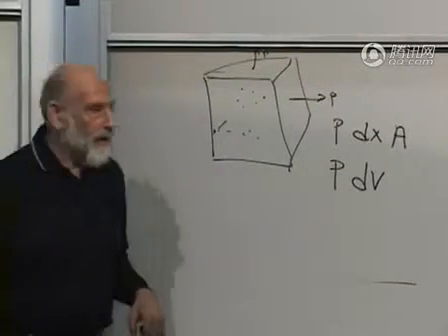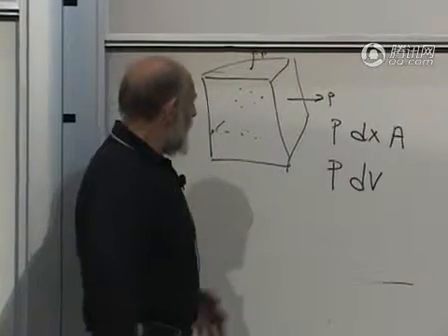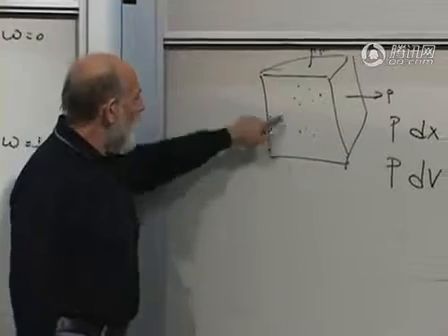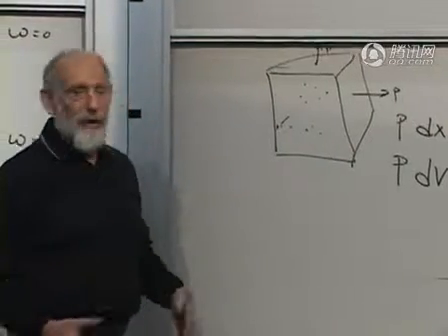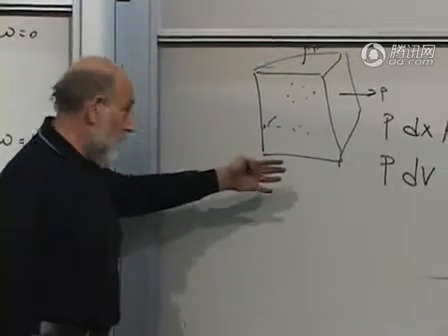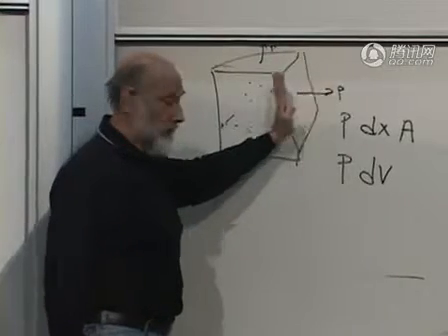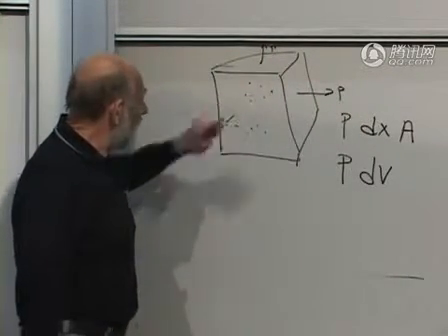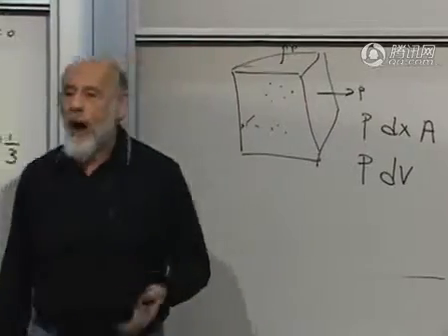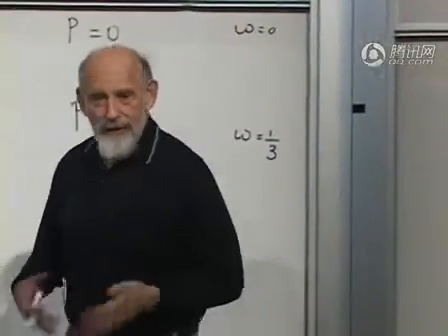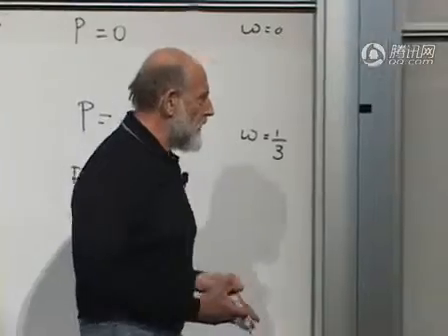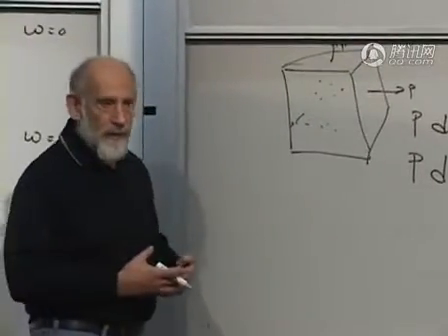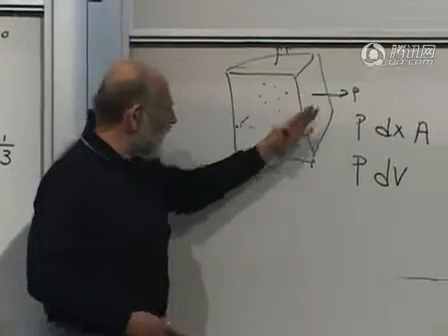Now, where does that work come from? Energy conservation tells you what that work is. That work is the increase in the energy of the walls of the box. Where did it come from? The internal energy in the gas, whether it be photons or whatever it is, got robbed of a little bit of energy, and that energy went into work.